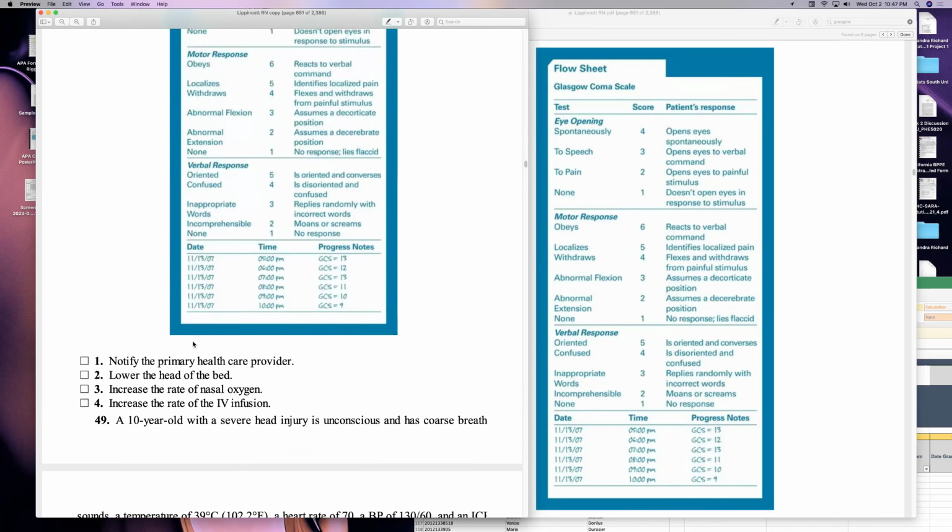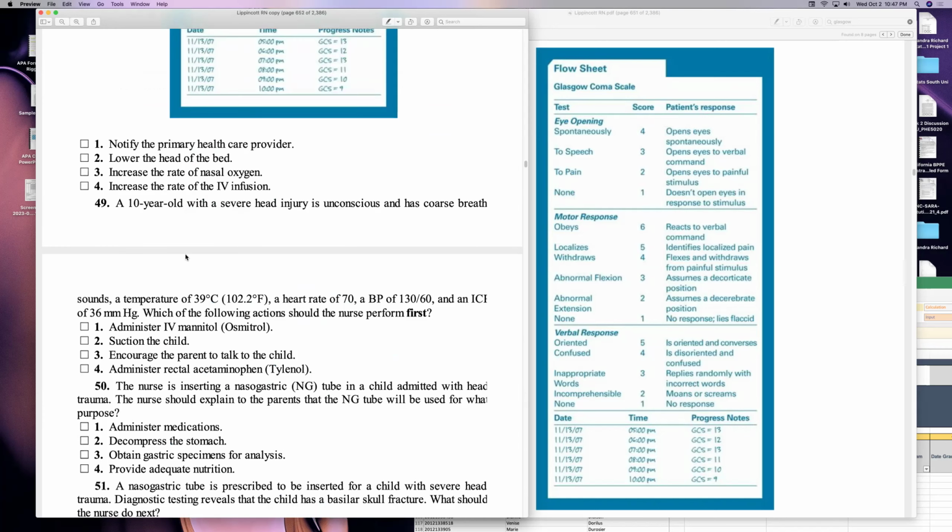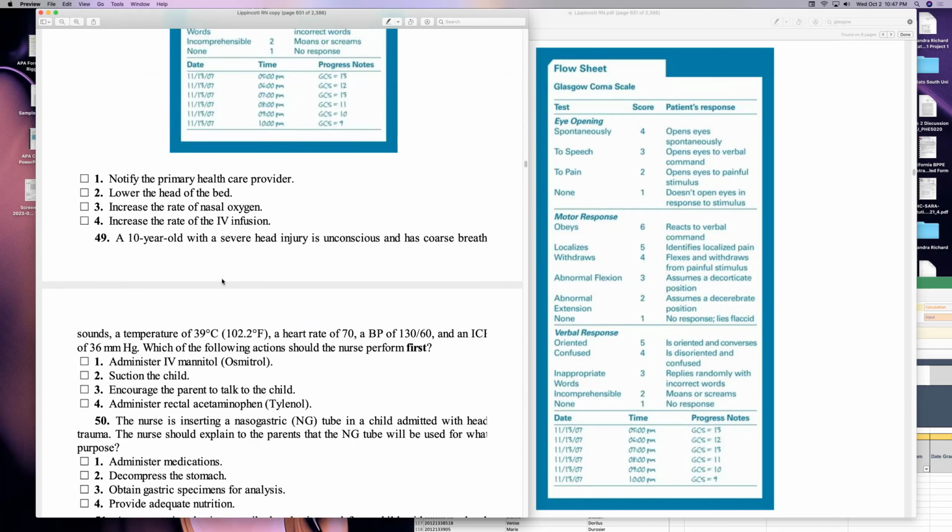So it says, what should the nurse do first? Should you notify the healthcare provider, lower the head of the bed, increase the rate of nasal oxygen, increase the rate of the IV infusion? 1. Very good. You want to notify the healthcare provider. Very good.